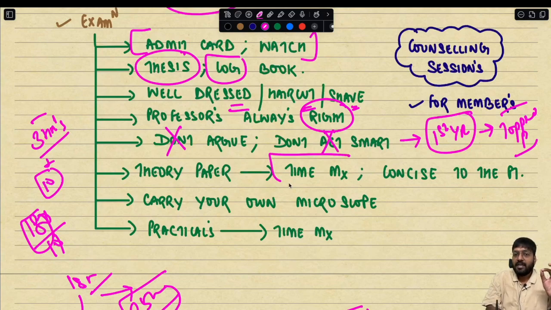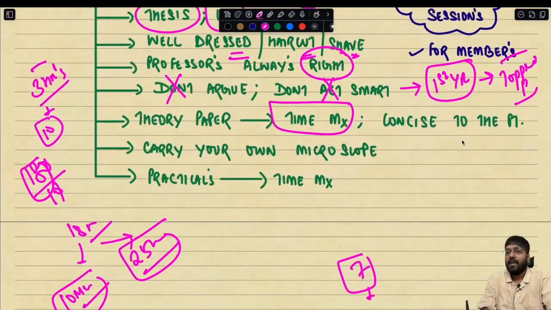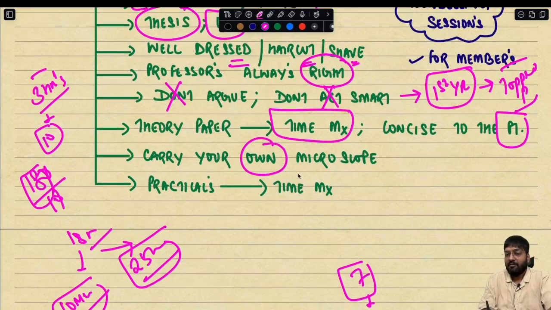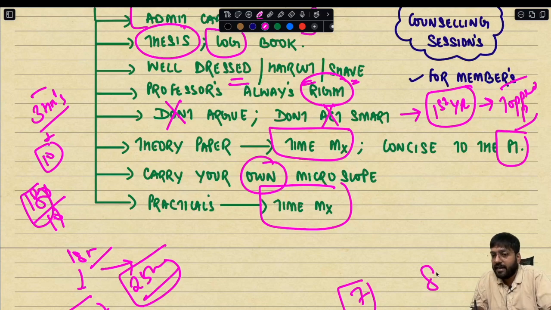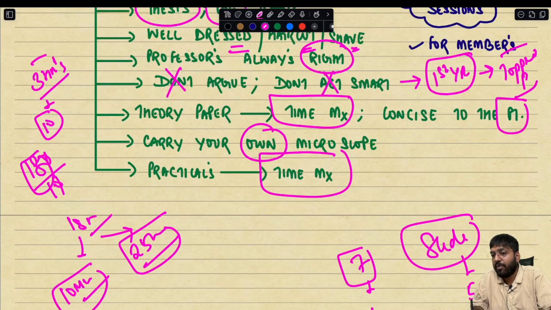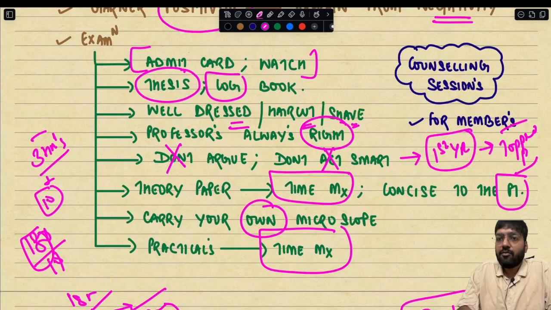Theory paper time management, as I told you, I gave you an example of one student last year, okay, and you should always write all the answers to the point. Carry your own microscope in the exam. And for practicals also, time management is very important. For every slide that you are given, just approximately 5 plus 2 minutes, maybe 7 minutes are given to you for any one slide. In that time you have to see, you have to write, you have to give the diagnosis as well. So this is what is very important.